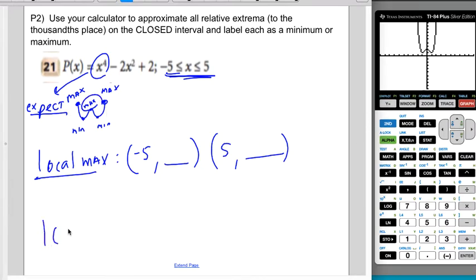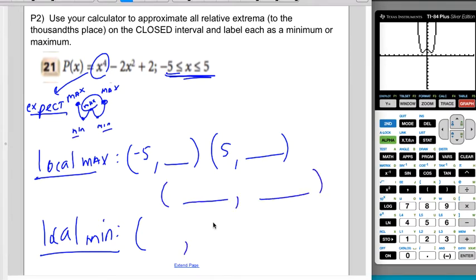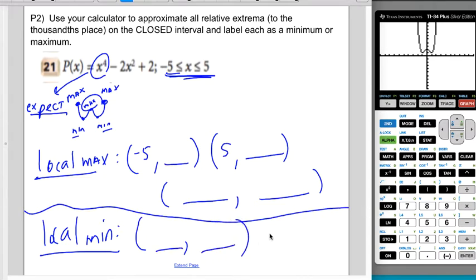I can also do the same thing where I say, that's not how you spell local. I can say that I have a local min at whatever these two spots are here, right? And both of those are going to end up having to be approximated. So that's my local maxes, and I have local mins at these two approximate points, right? And I can go ahead and find them on my calculator.